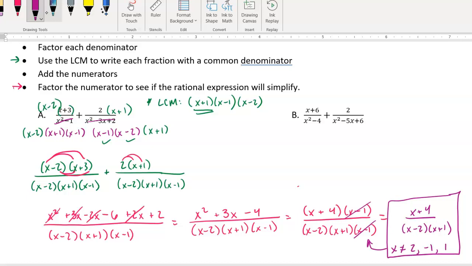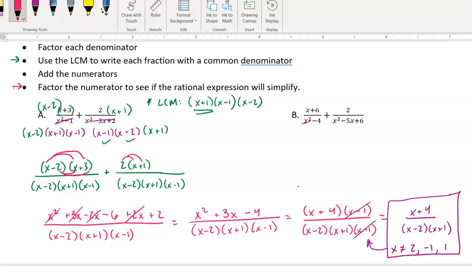All right, so I know that's a lot. So here's what we're going to do. I want you guys to do the first part. I want you to factor the denominators here. So just do that first part. Pause the video and look at part B here. I want you to just factor the denominators, and hit play when you're ready to see if you factored those correctly.